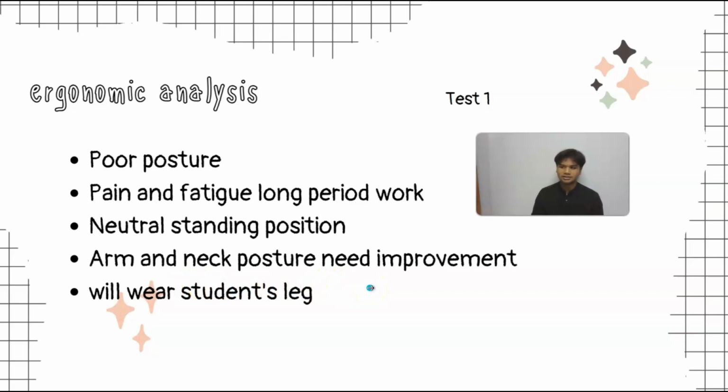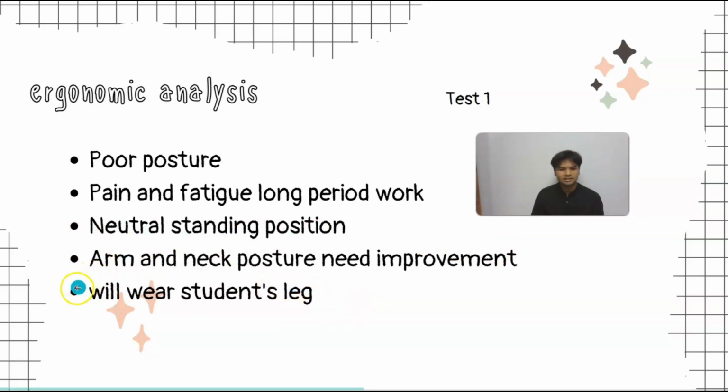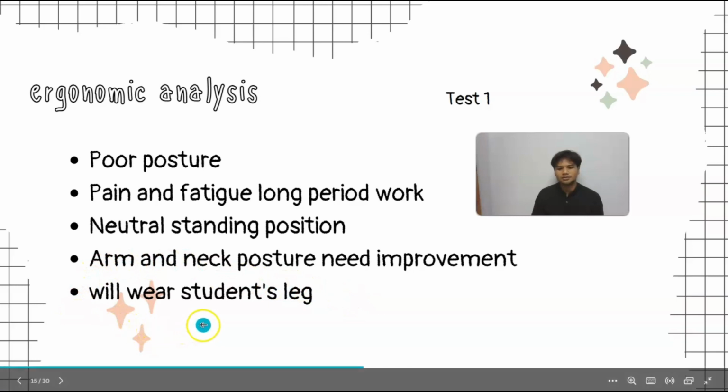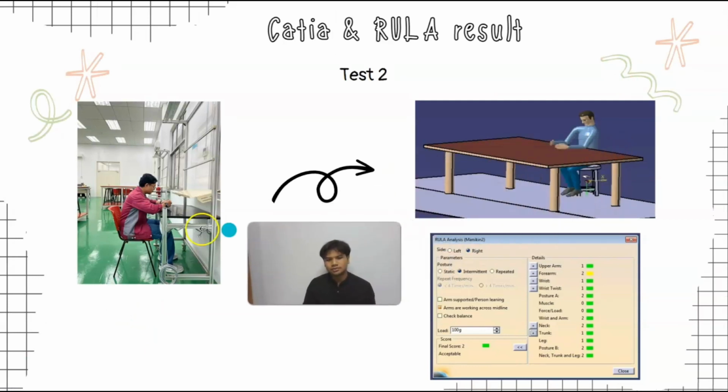You can see the neck has to go down, and the arm is not leaning on the table or something. So this posture, for the ergonomic analysis, will wear out the student's leg for a long period of working. Next, we go through test two.